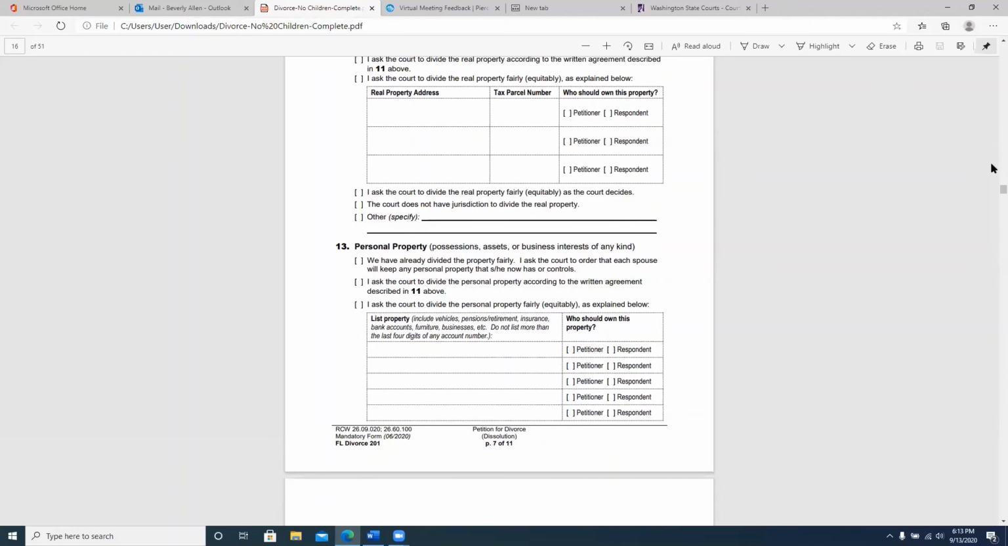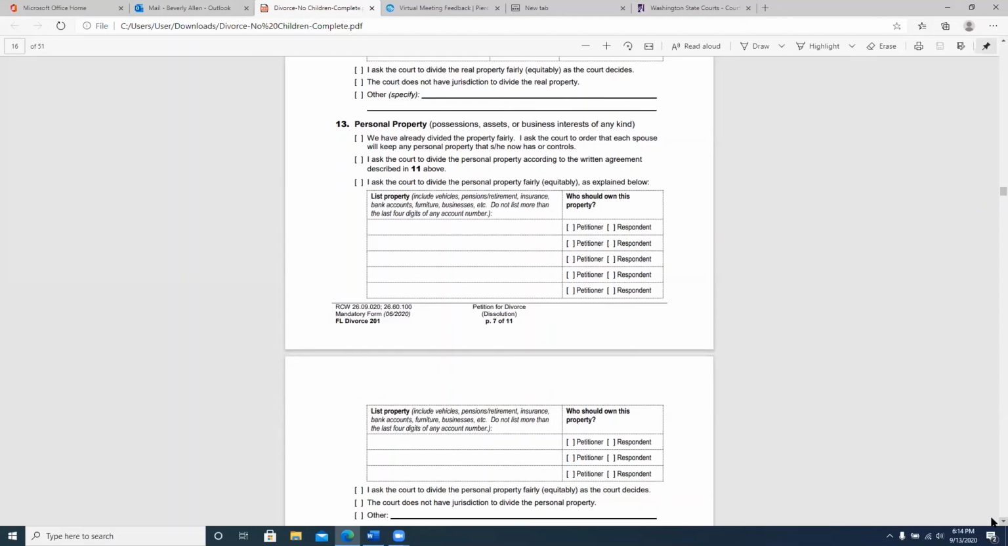Now, the real property section is worth discussing because the tax parcel number is going to be found at the assessor's website, the Pierce County Assessor, and you have to have that number here. It'll also have a legal description of the property, which is important for the decree. You can divide real property several ways. You can either award it to one spouse or the other, or you can ask that it be sold and the proceeds divided up. Usually the proceeds would be divided up as of the date of the value of the home at the time that you two physically separate, in other words, when one person moves out.